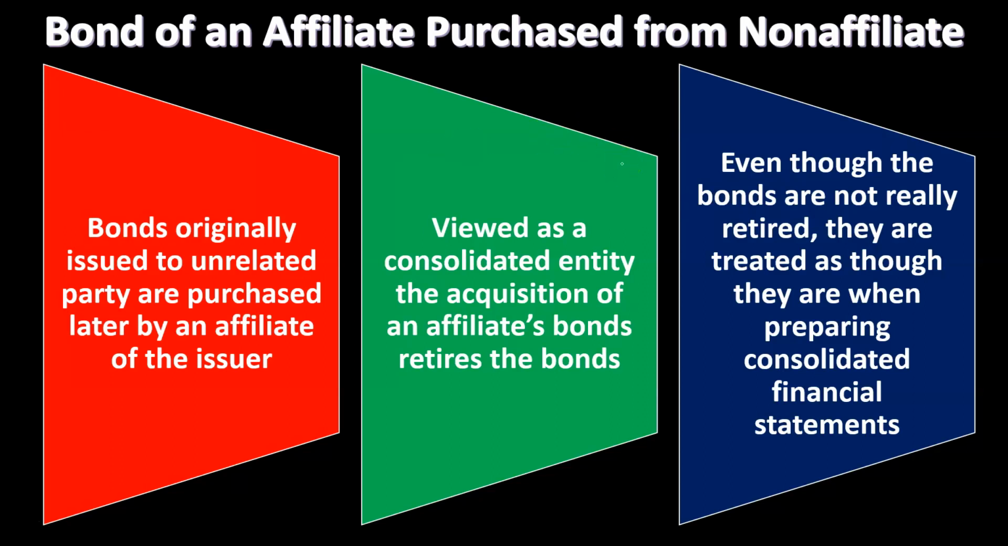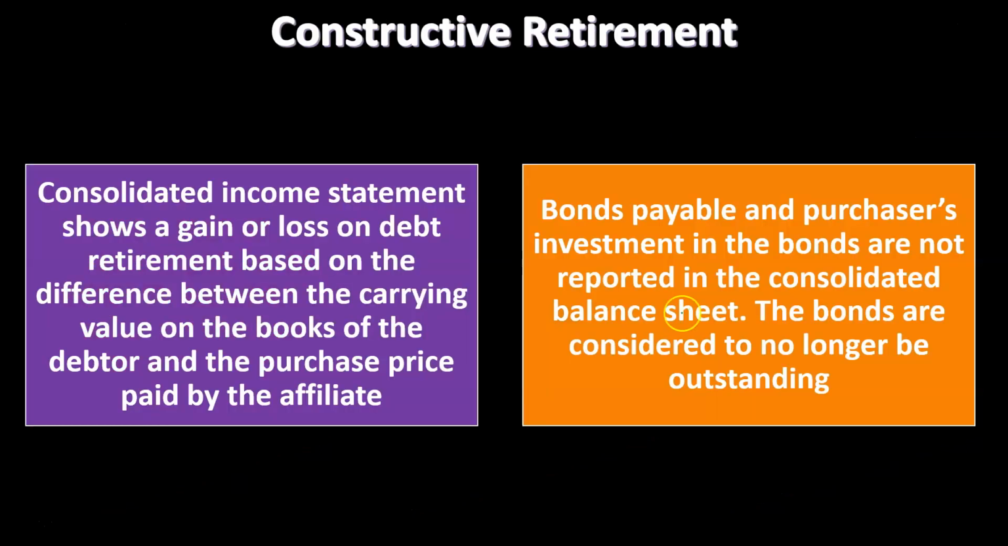So even though the bonds are not really retired, and they're still going to be on the books of the entities themselves, they are treated as though they are when preparing the consolidated financial statements. So when we do the adjusting entries, our perspective will be as if the bonds had been retired at the point in time that they were purchased by an affiliate. Now it's basically an intercompany transaction. That type of retirement is going to be called a constructive retirement.